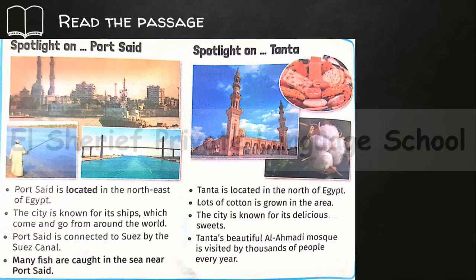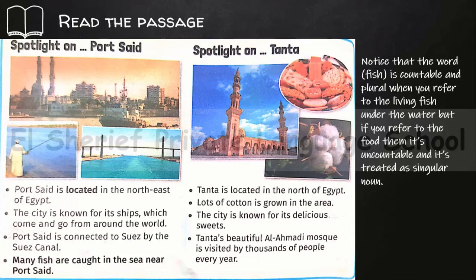Now let's move on to Tanta. Tanta is located in the north of Egypt. Lots of cotton is grown in the area, and the city is known for its delicious sweets. Tanta's beautiful Al-Ahmadi Mosque is visited by thousands of people every year. Now let's move on and note that again the word fish is countable and plural when you refer to the living fish under the water. But if you refer to the food, then it's uncountable and it's treated as a singular noun.